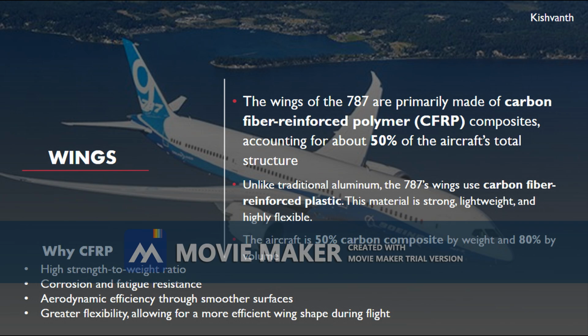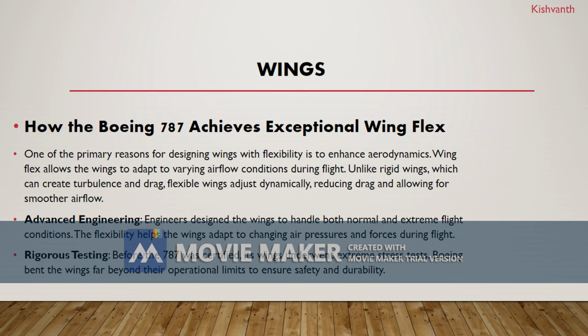Why carbon fiber reinforced polymer? It's because of the high strength to weight ratio, corrosion and fatigue resistance, aerodynamic efficiency through smoother surfaces, greater flexibility allowing for a more efficient wing shape during flight. Next, I'll be talking about how the Boeing 787 achieves exceptional wing flex.